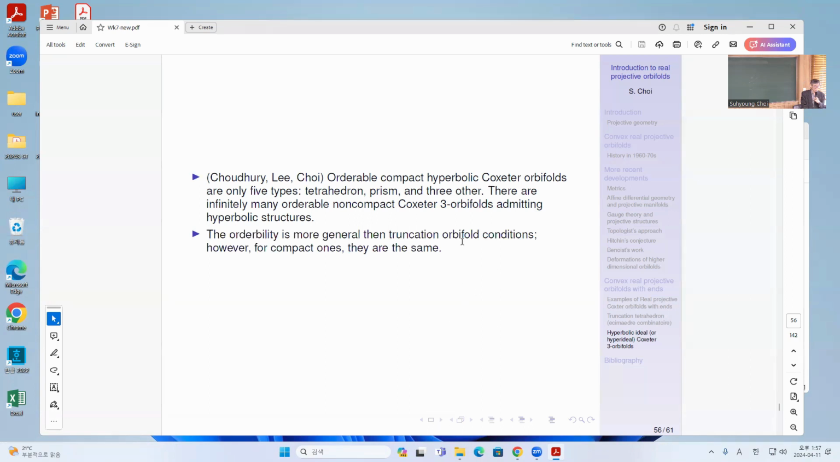So orderability is of course more general than truncation conditions. Of course, the Marquis result is not just for hyperbolic ones, so he has a lot more than what we have here.